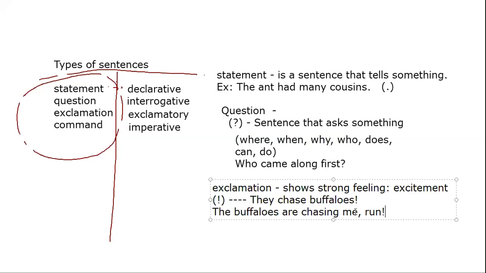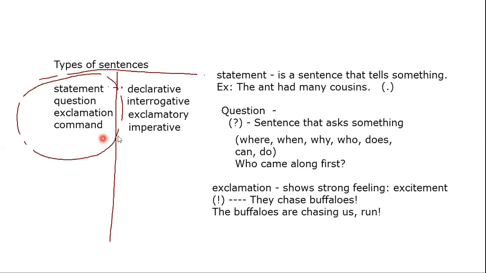Let's do the buffaloes, I'm sorry. The buffaloes are chasing us. Run! We're showing excitement, a strong feeling, and if you see the exclamation point at the end, you automatically know what type of sentence this is. It's an exclamation sentence, also known as an exclamatory sentence. The buffaloes are chasing us. Run! So you're showing a strong excitement or feeling. It ends with an exclamation point.